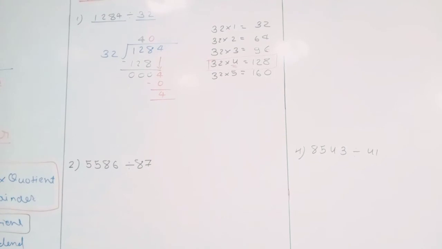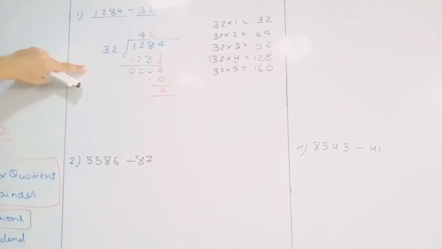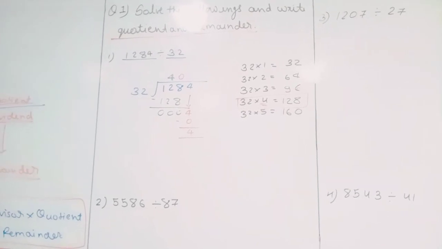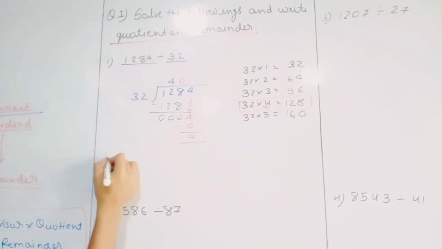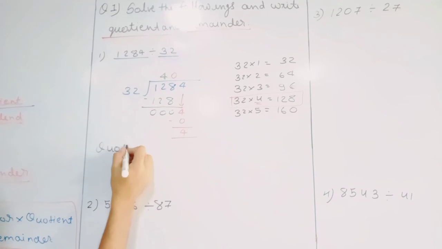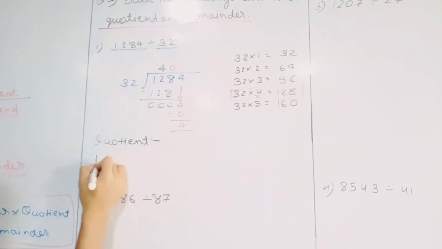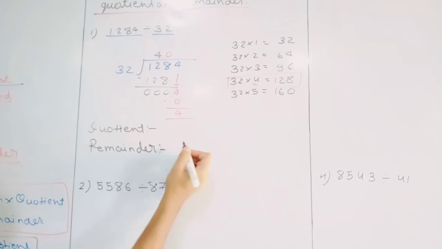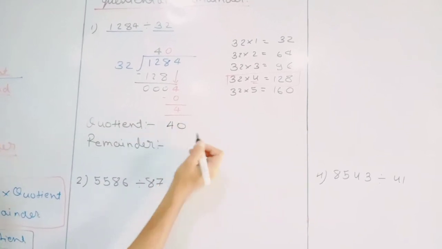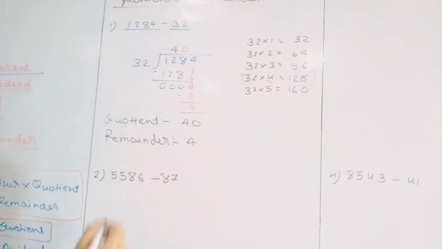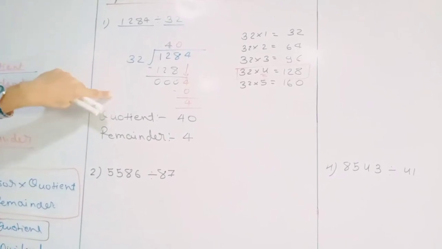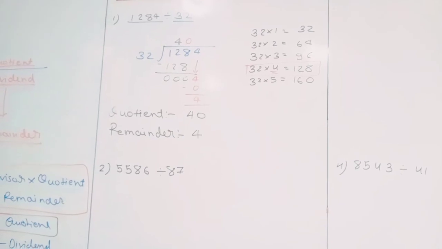So after solving the sum, we have to write the quotient and remainder. So let's write that. The first one: quotient, then remainder. Quotient is 40 and remainder is 4. This way we have to conclude our answer. Now we move to the next one.